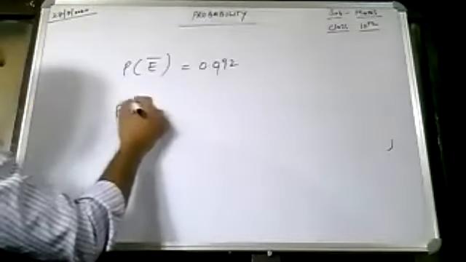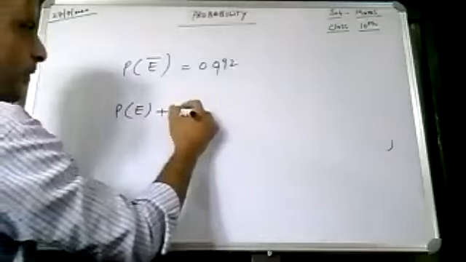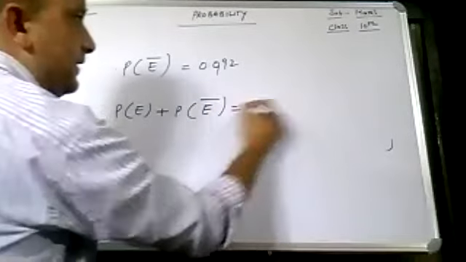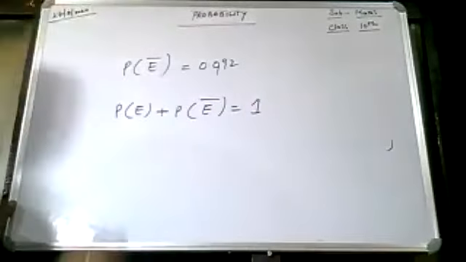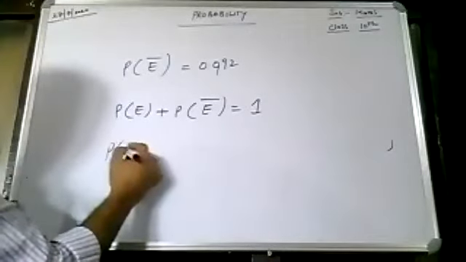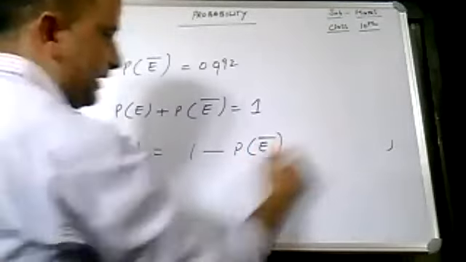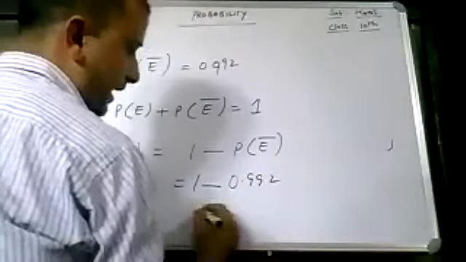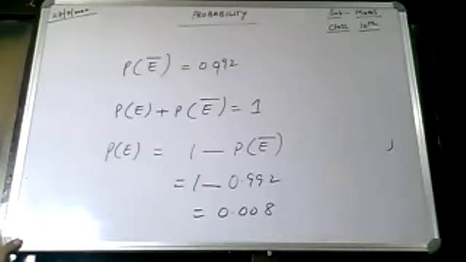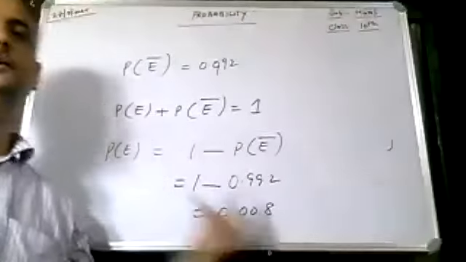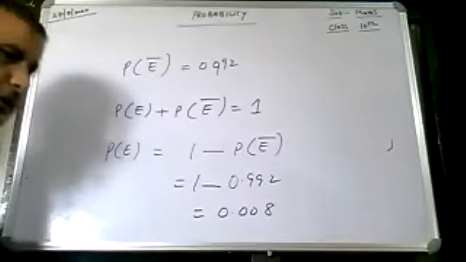So we know that probability of an event E plus probability of not an event E is equal to 1. So whose probability do we need to find? Probability of event E is equal to 1 minus probability of not an event E. So this is 1 minus, this is given, that is 0.992. Subtract: 0.008 is the answer. Thus the probability that 2 students have the same birthday is 0.008. Clear? Next, read, children.